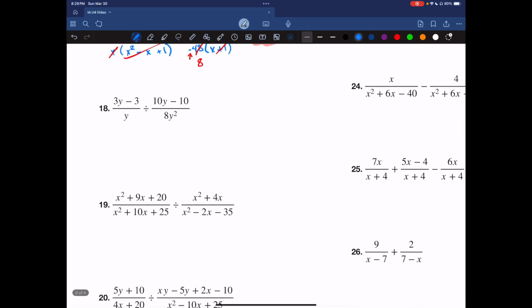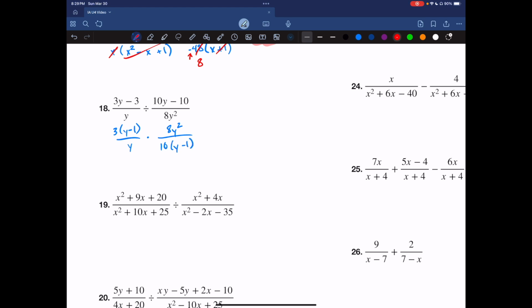All right, 18 is our first division problem. It's pretty much the same process, but one subtle difference. I'm going to factor out a 3 here, y minus 1 over y. Now you have to change it to a multiplication and flip the second fraction. So it's going to be 8y squared on top. And then I'm going to factor out a 10, so it's going to be 10 times y minus 1.